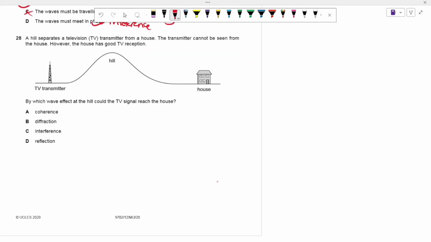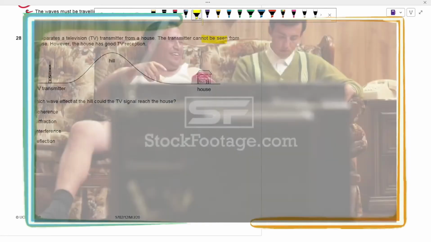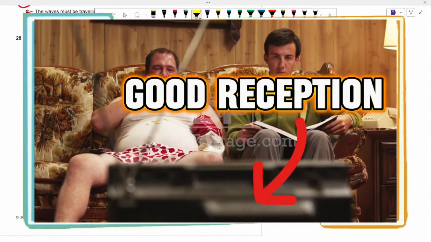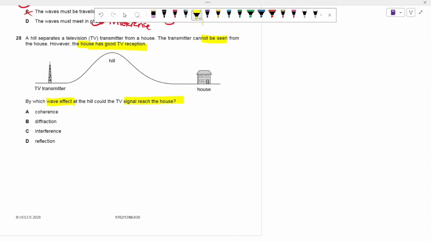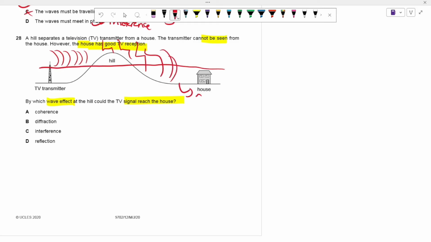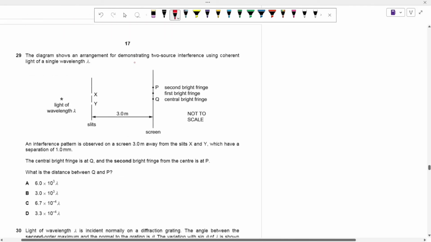A hill separates a TV transmitter from a house. The transmitter cannot be seen. However, there is good TV reception. Which wave effect could the television signal reach the house? So we just want waves that are produced here so that they are able to diffract across the mountain and reach this region which they would not normally reach. So when they reach this region, it probably means that what have the waves done? They have diffracted. So the effect is going to be diffraction. Very important for you to be thinking of that.